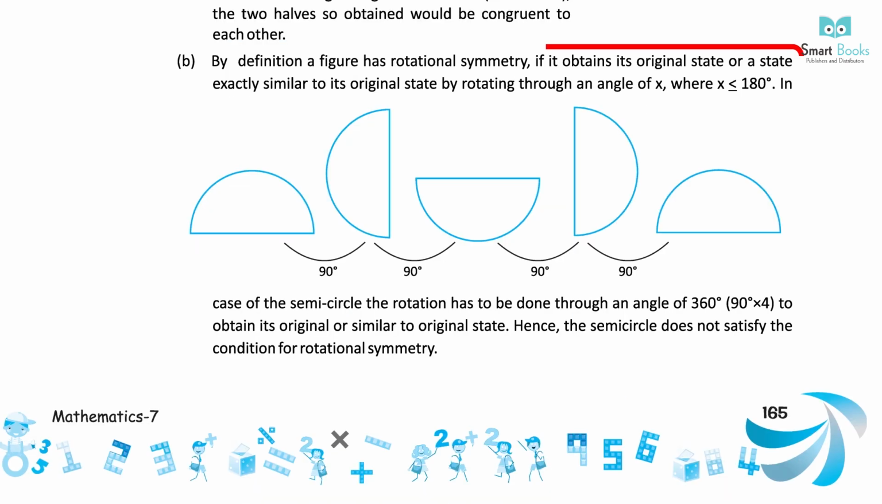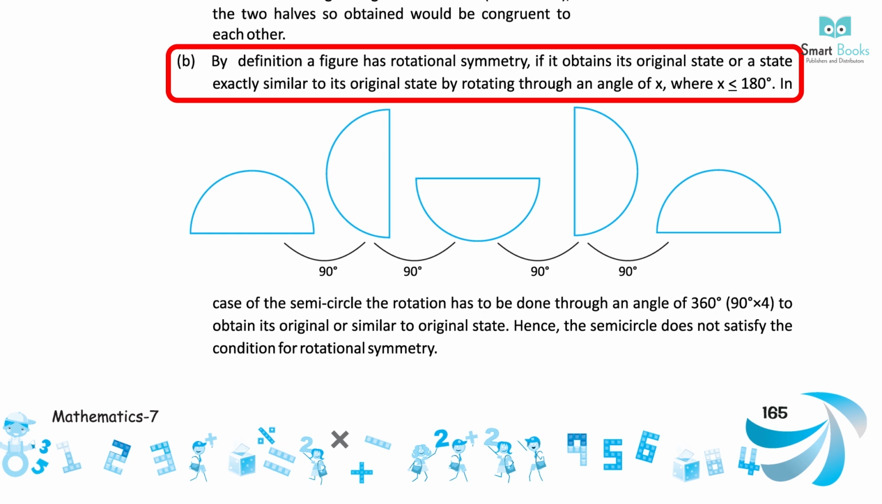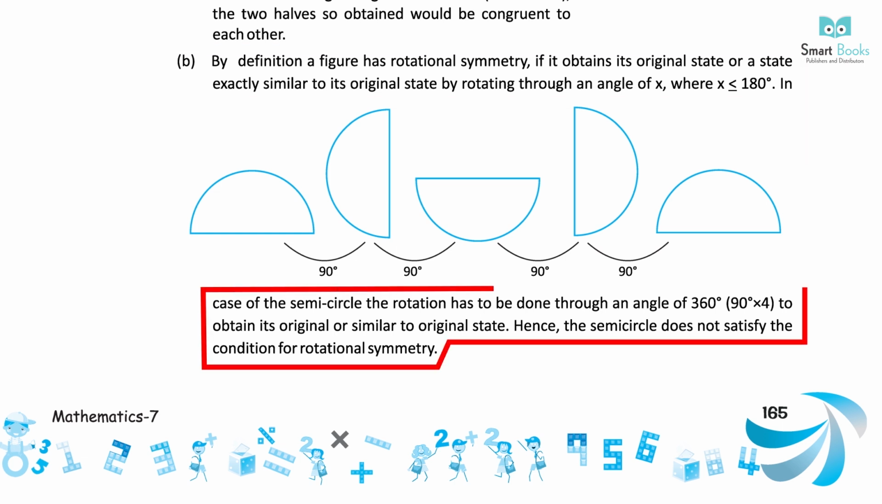to each other. B. By definition, a figure has rotational symmetry if it obtains its original state or a state exactly similar to its original state by rotating through an angle of x, where x is less than 180 degrees. In case of the semicircle, the rotation has to be done through an angle of 90 degrees four times, that is 360 degrees, to obtain its original or similar state. Hence, the semicircle does not satisfy the condition for rotational symmetry.